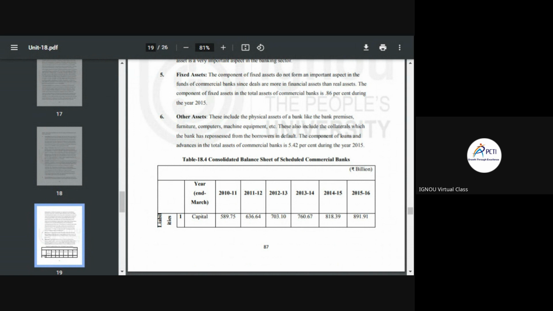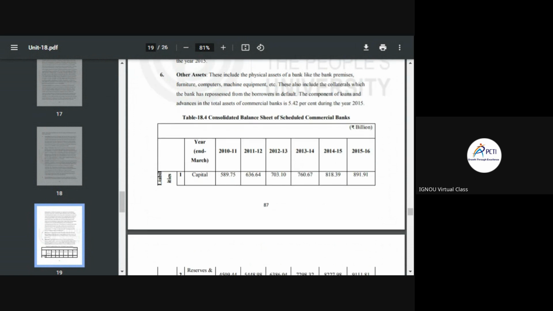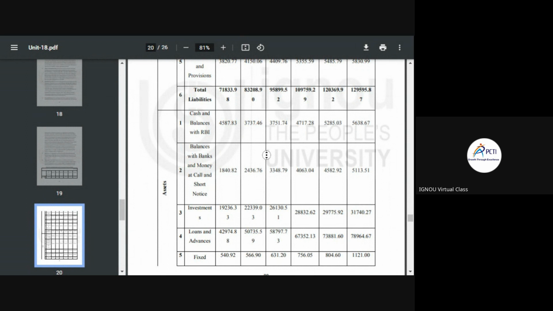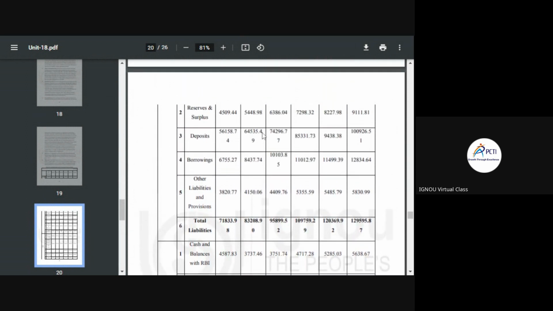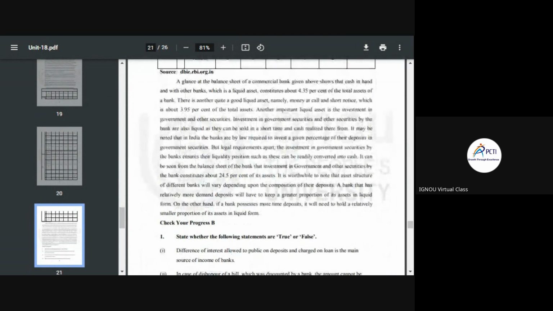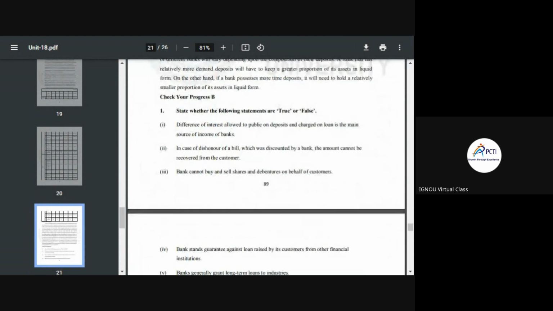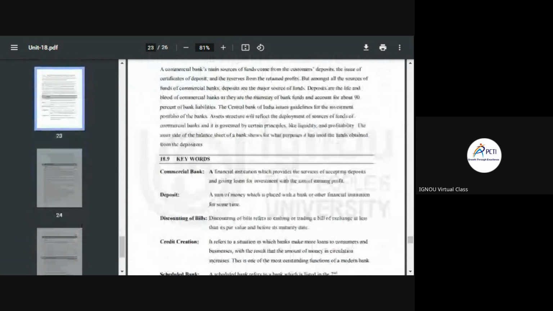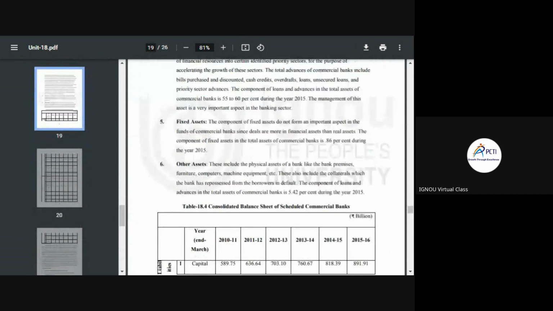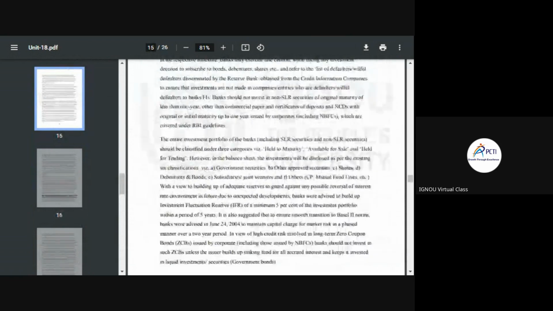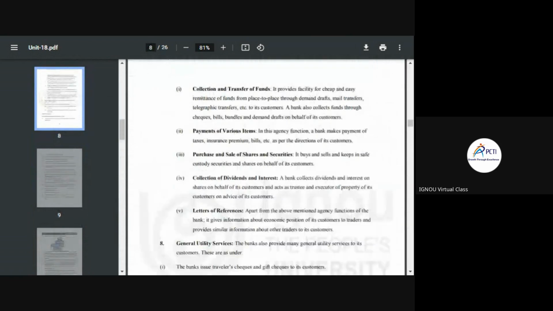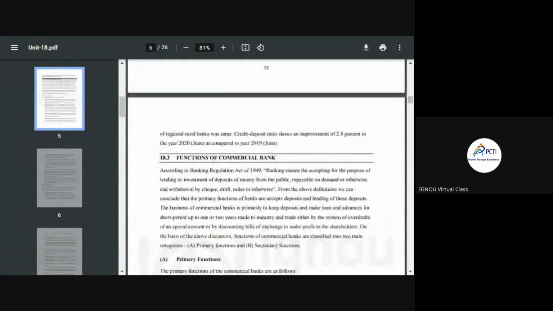So basically, the component of loans and advances in the total assets of the commercial bank is 5.42% during the year 2015. Here you have the balance sheet of a commercial bank. So basically, this is our 18th unit, in which we have discussed the bank, and from where a particular bank gets the sources of funds and how they can show it in their balance sheet.